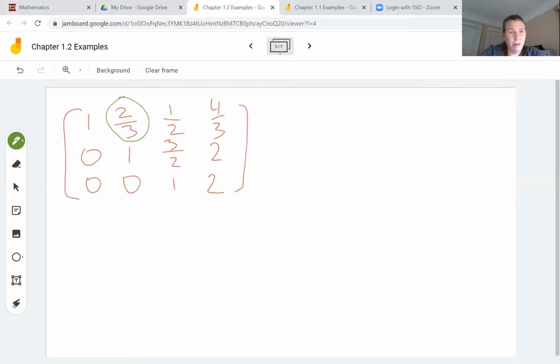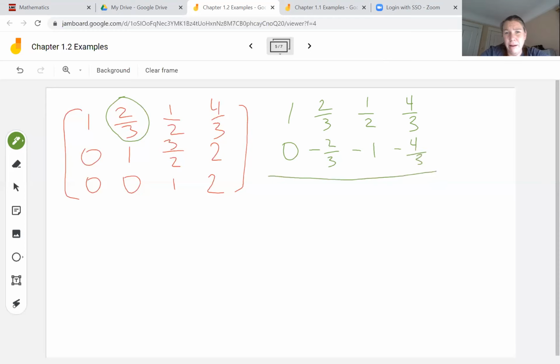So I am going to subtract 2/3 of row 2 from row 1. So I'll keep row 1 just like this. And then I'm going to multiply row 2 by 2/3. So it's going to give me still 0, my negative 2/3 here that I want. And then I have to multiply 3/2 by negative 2/3. So this is going to be -1, I believe. And then 2 times negative 2/3, that I believe will be negative 4/3.